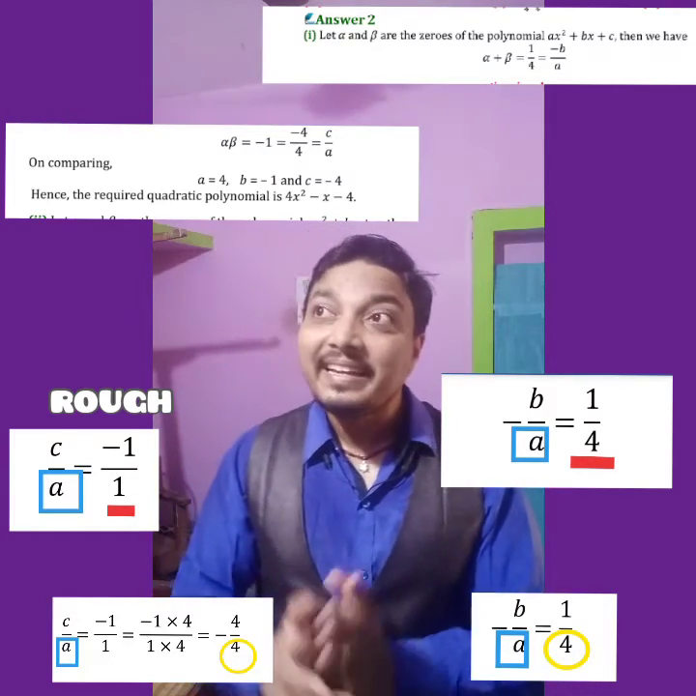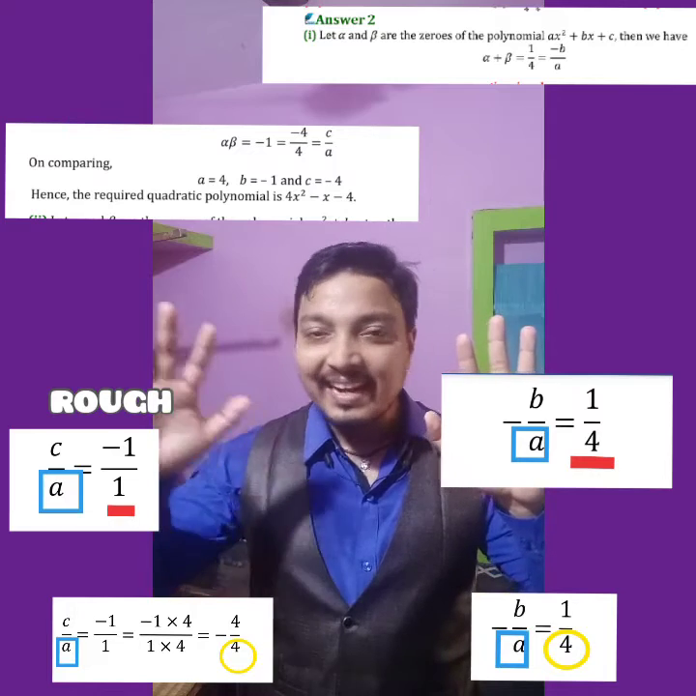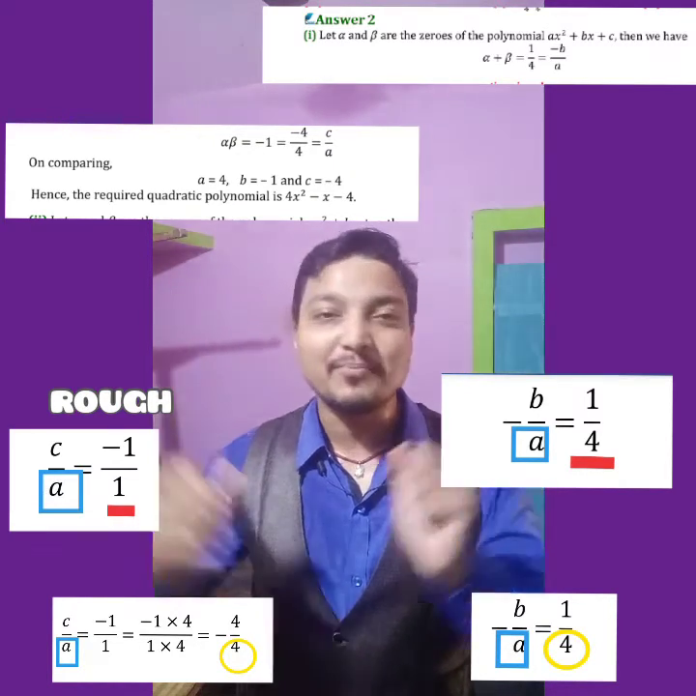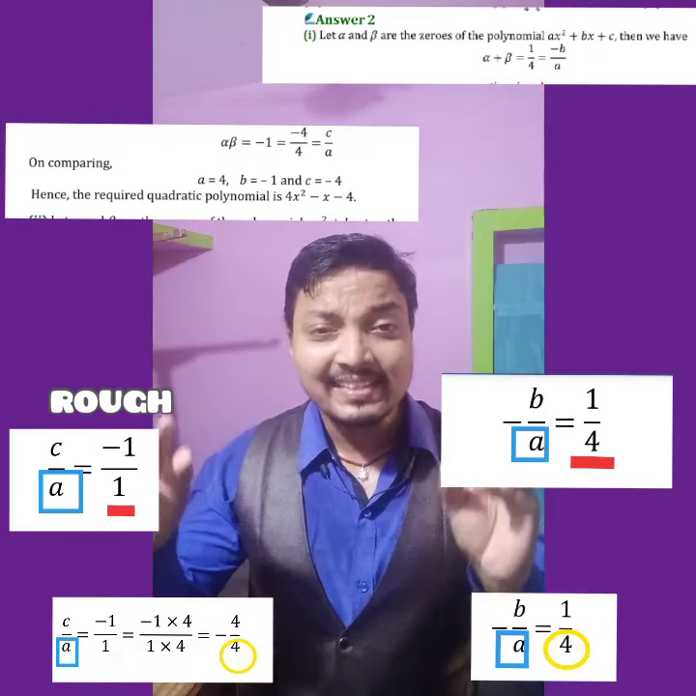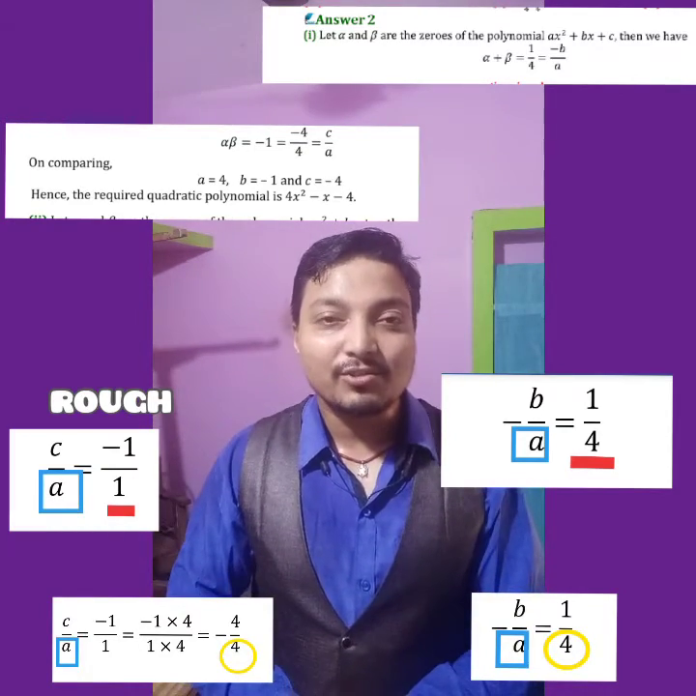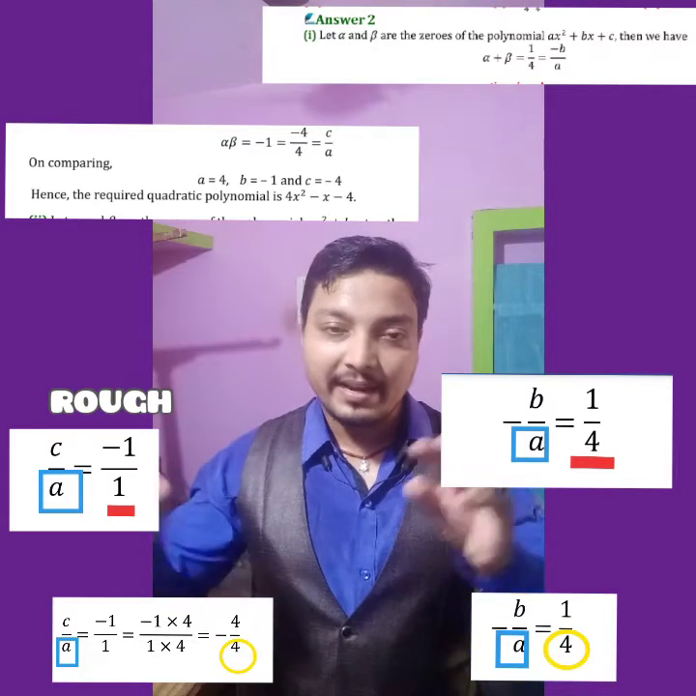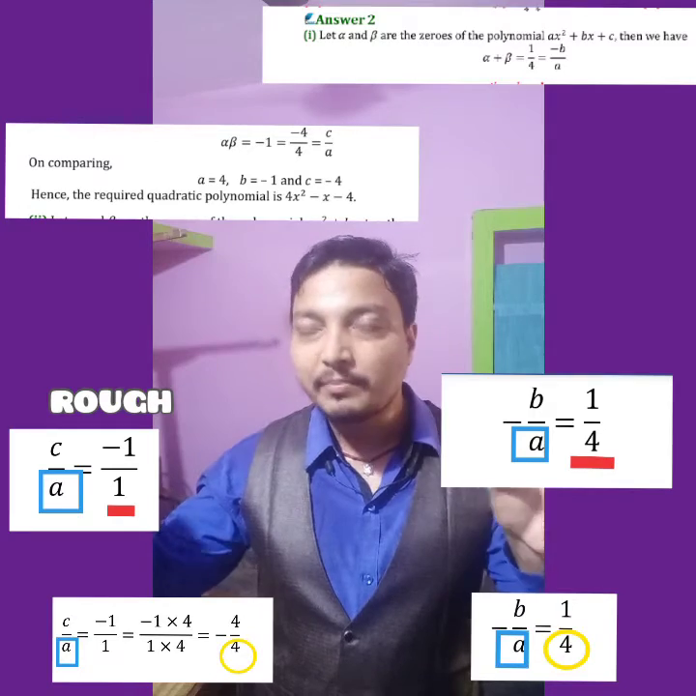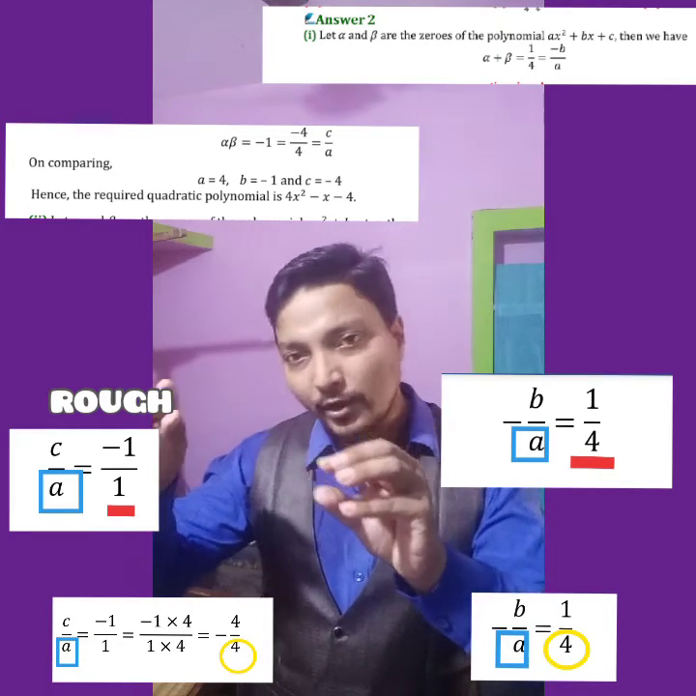Now we have 1 by 4 on the left side, and the right side becomes -4 by 4. See, on both sides a is 4 parts. Our formula says whenever a is the same in both cases, matching the same number of parts, here it is 4, here it is 4.